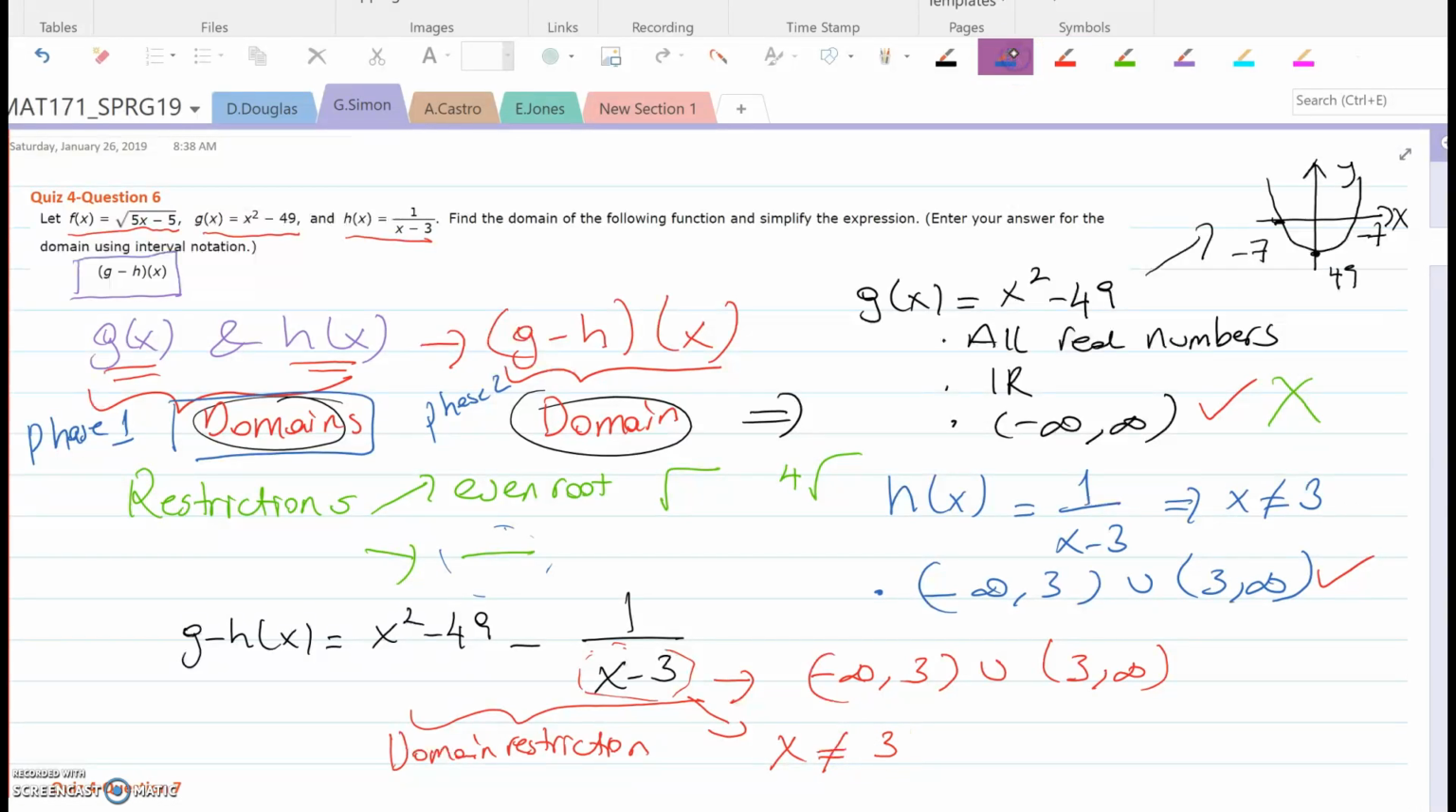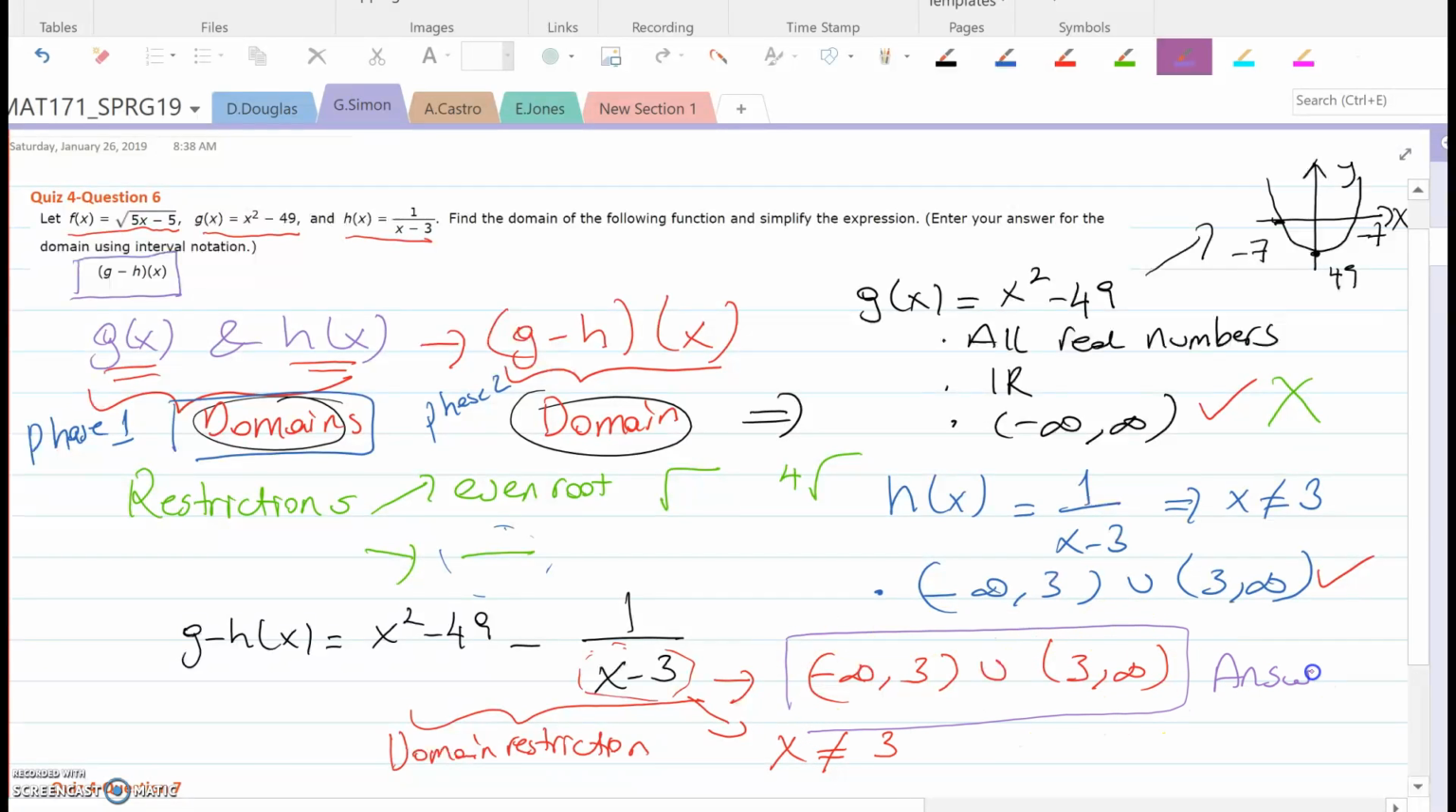So that's why we are ending up with an answer. This is the answer of that. And this answer does not violate h of x domain, so we can accept it.